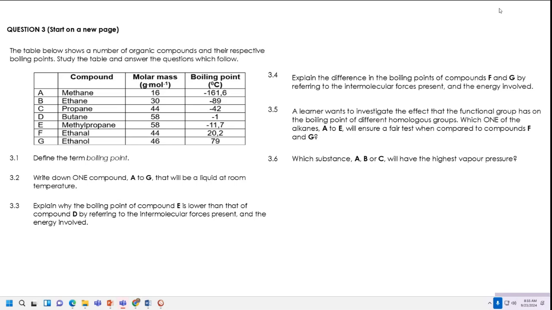All right. So this question reads, the table below shows a number of organic compounds and their respective boiling points. There we have it. So remember, if ever you're given a graph or whatever, the physical property will always be your dependent variable. It will always be on the y-axis. Just keep that in mind. Of course, in this case, the molar mass is your independent variable. So the question says, study the table and then answer the questions which follow. We have methane, ethane, propane, butane. Then we have methyl propane, and then ethanal, the aldehyde, and ethanol, the alcohol.